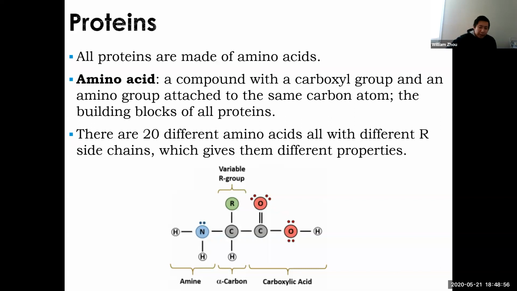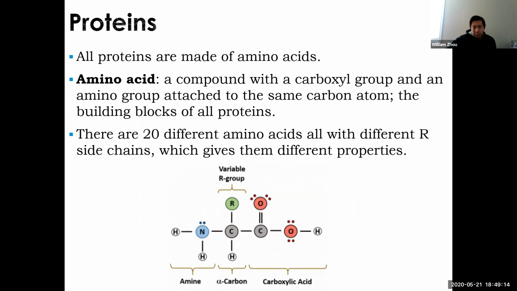One of the bonds is with a hydrogen on the bottom. Another bond is with an amine group, NH2, on the left. Another is with the carboxylic acid, a COOH, on the right. And finally, the last bond is with an R group. What is the R group?